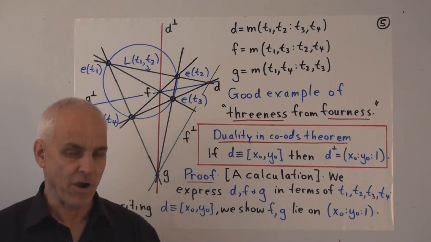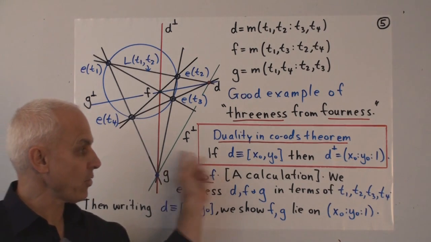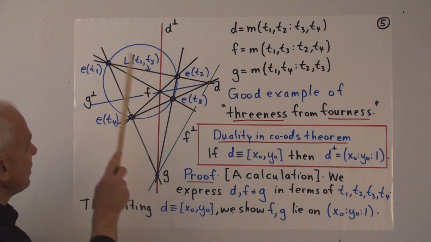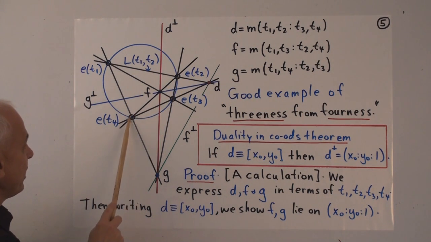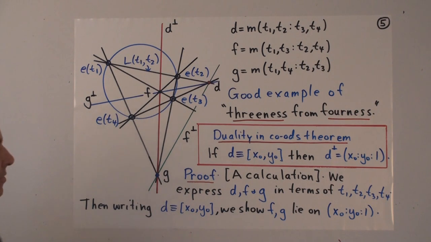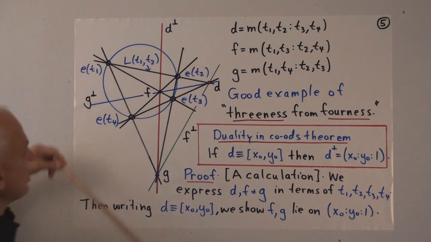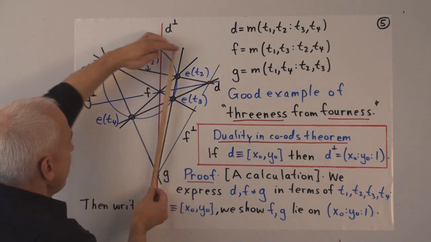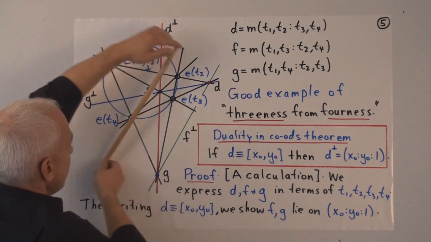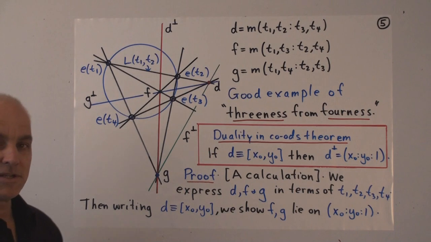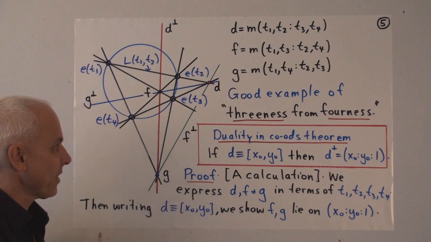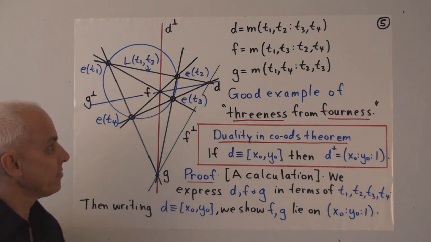So with these preliminaries under our belt, we can now tackle this duality in coordinates theorem. So here's the setup that we need to examine. Let's start with 4 points, E of t1, E of t2, E of t3, and E of t4 lying on our null circle. Those 4 points determine 6 lines. There's one, there's another, there's another, there's another, and then there are these 2 as well. And those 6 lines meet 2 at a time at 3 other points. Let's call them D, F, and G.